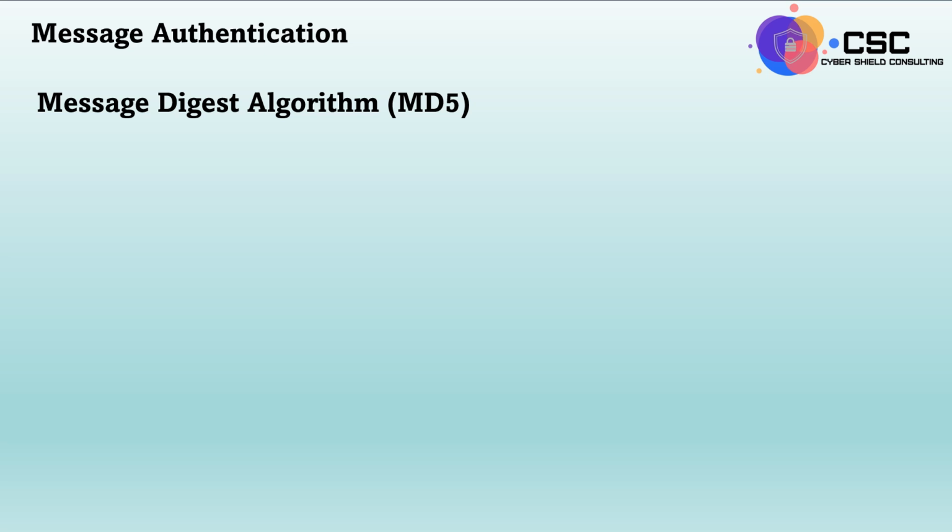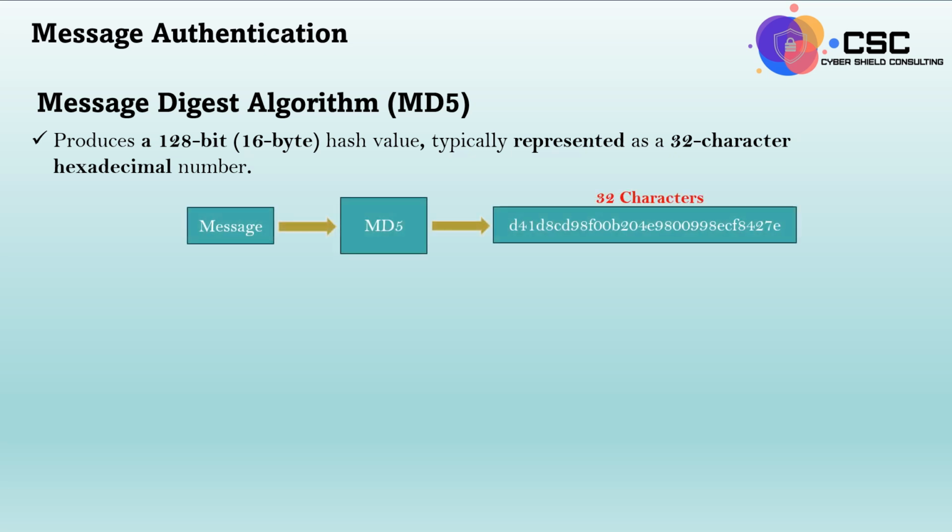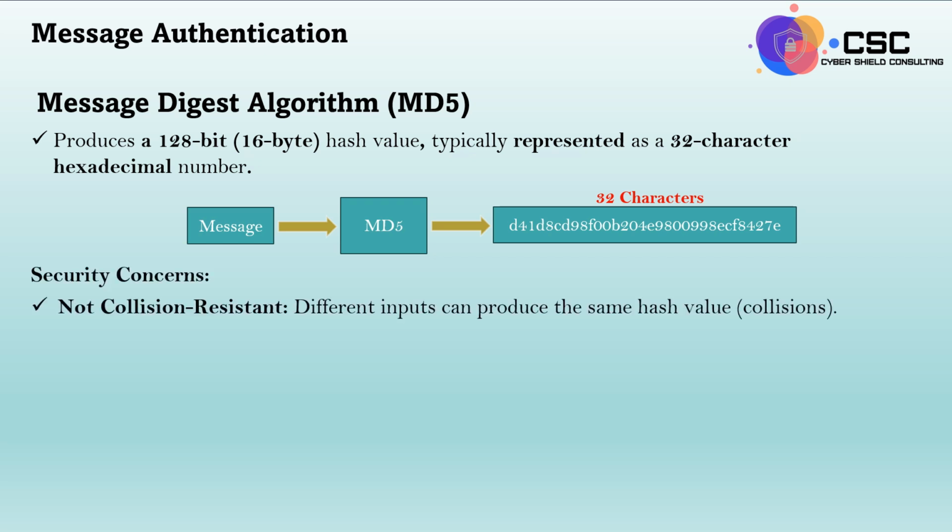MD5 is one of the most well-known cryptographic hash functions. MD5, or Message Digest Algorithm 5, was designed to generate a 128-bit hash value from any input data. The output is a fixed-length 32-character hexadecimal number, making it easy to store and compare. While MD5 was once widely used for security, it's now considered broken and insecure. Due to its weaknesses, it's vulnerable to collision attacks, where two different inputs can generate the same hash.